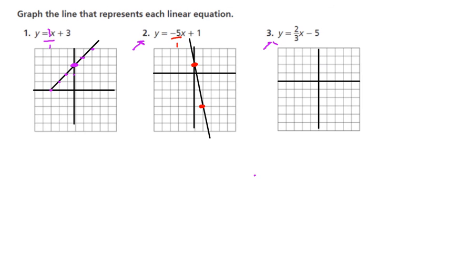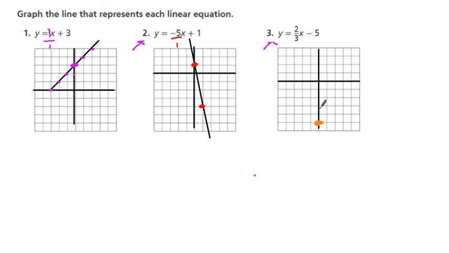Okay, and then finally the last one, 2/3 x minus 5. My y-intercept is negative 5, so I'm going to start at 1, 2, 3, 4, negative 5 here on the y-axis. Rise over run is 2/3. This is why we like to use fractions, improper fractions, and regular fractions instead of decimals, because it gives you your rise and your run.